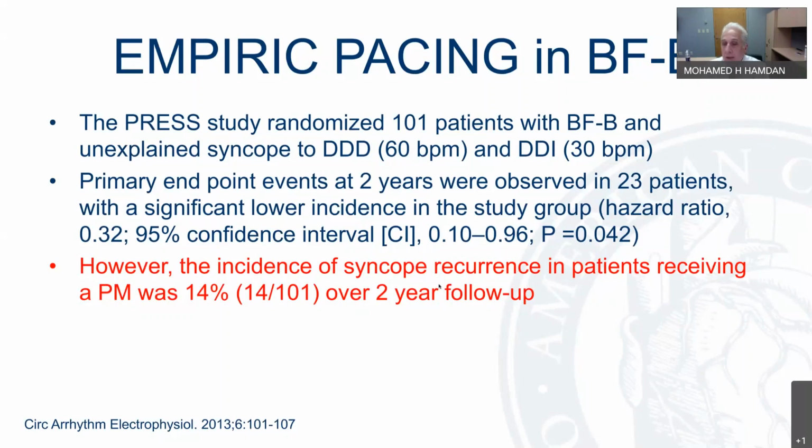And that shouldn't come as a surprise, because sometimes patients with reflex syncope might present atypically with no prodromes, and we might have also missed orthostatic hypotension. So again, this is the problem with empiric pacing: unfortunately, a percentage of patients might continue to develop syncope.